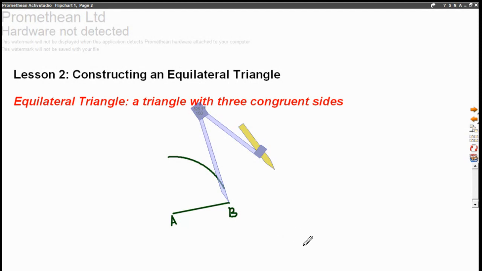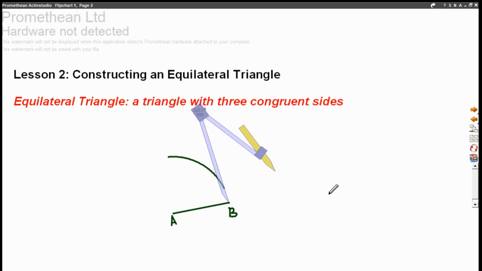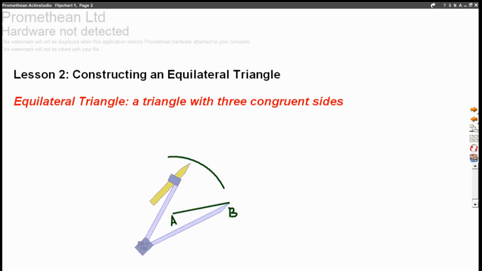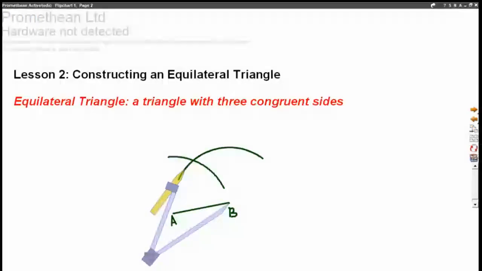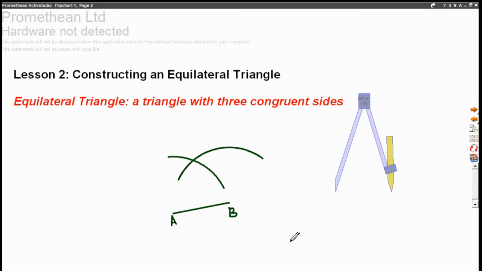I know that point C has to be somewhere on here. So I'm going to keep my pointed part on B, but I'm going to move my compass and draw an arc so that it intersects this other arc. All right, so now I have two arcs on my paper and they intersect at this point right here. And this point is a radius of this circle that is the same circle as this one, and it's the same as AB. So this point right here is going to be my point C.